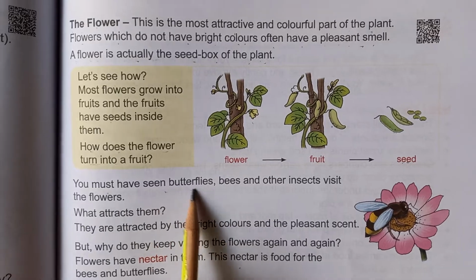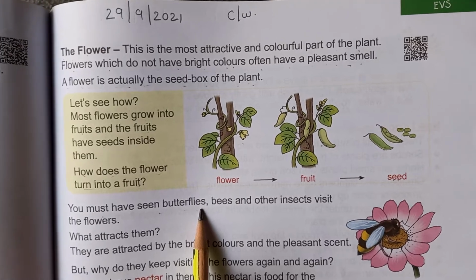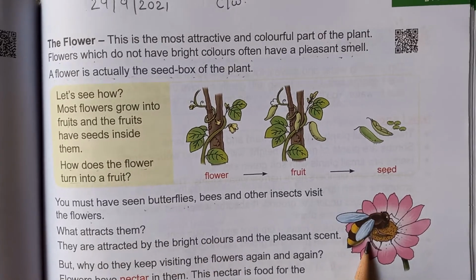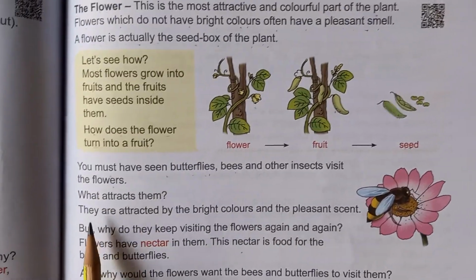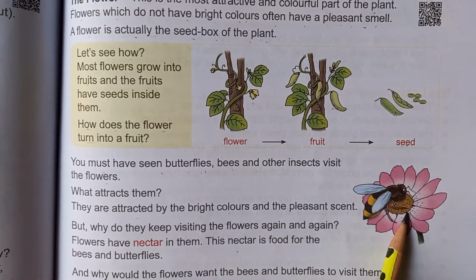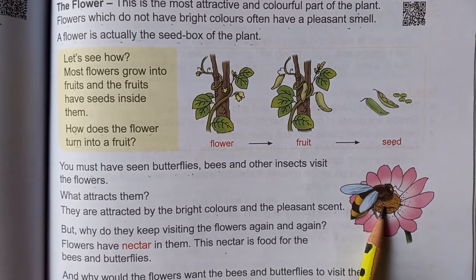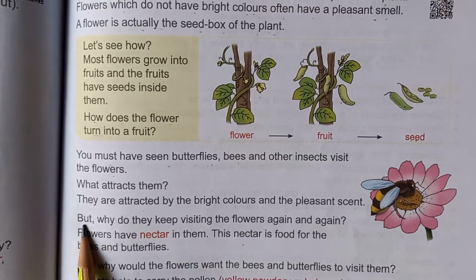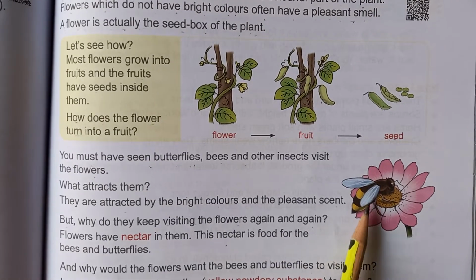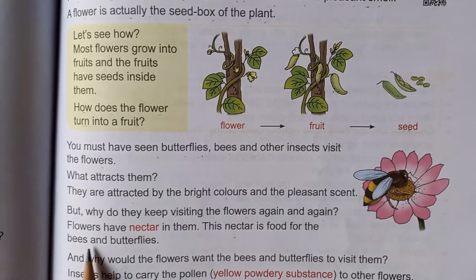You must have seen butterflies. Have you seen butterflies? They are also colorful and very attractive like flowers. Bees and other insects visit the flower. They sit on the flower as I have told you. They are attracted by the bright colors and the pleasant scent. But why do they keep visiting the flowers again and again? Why do they go from one flower to another?